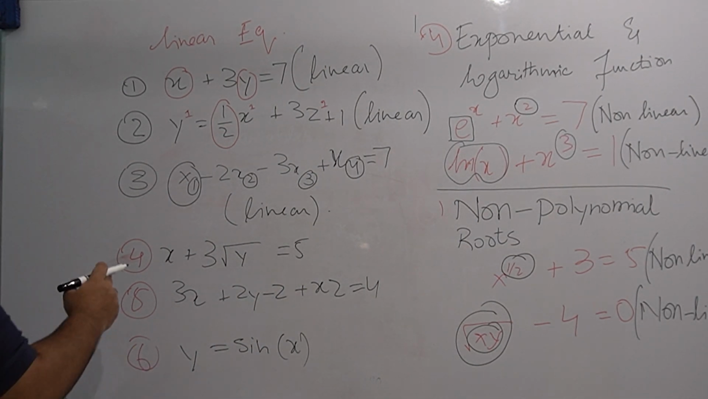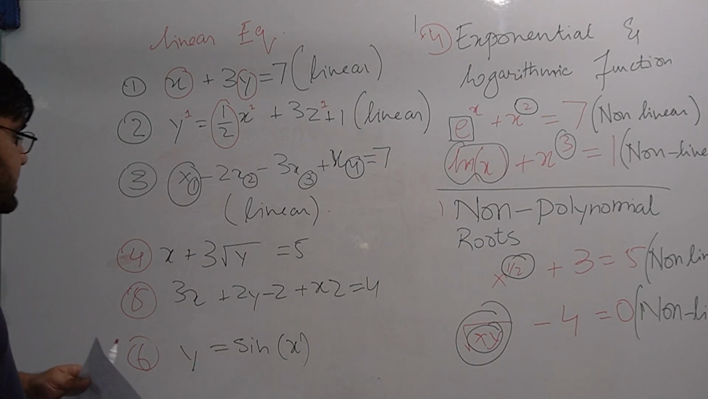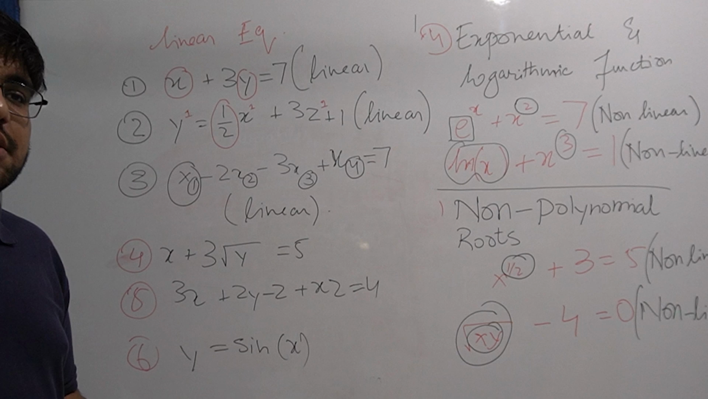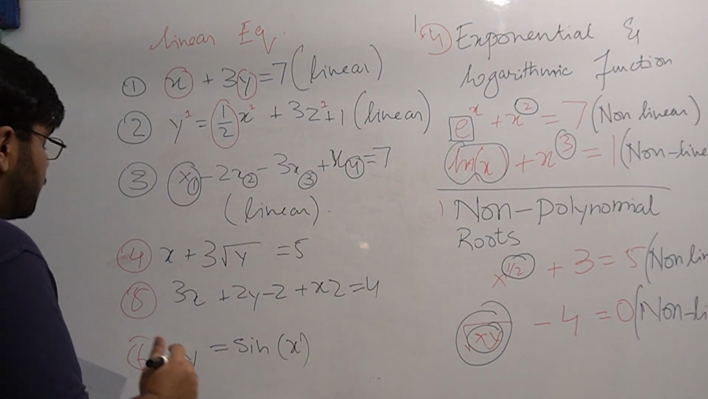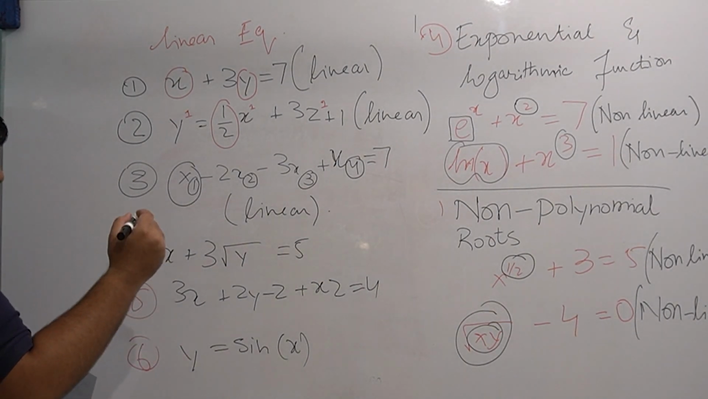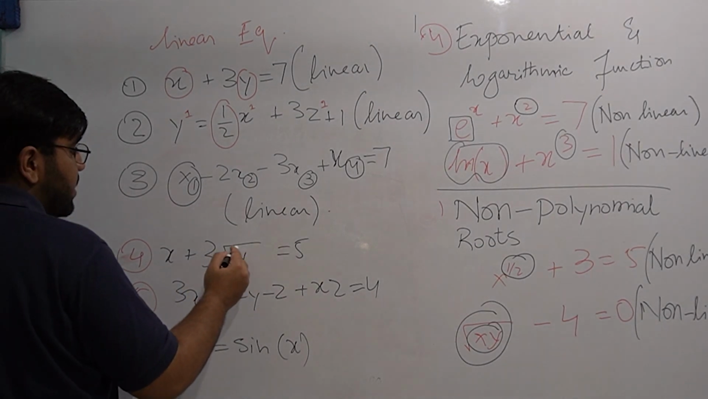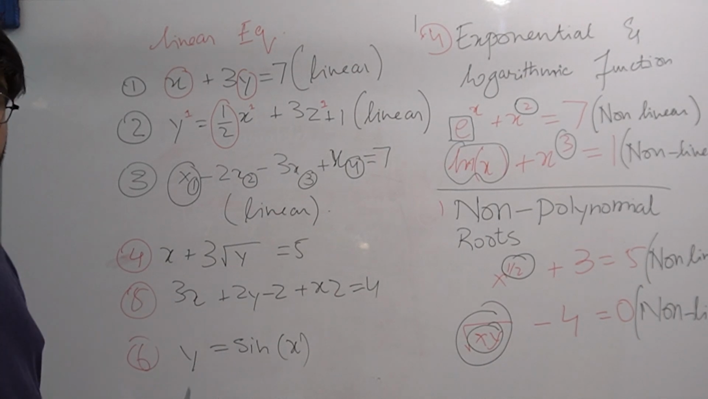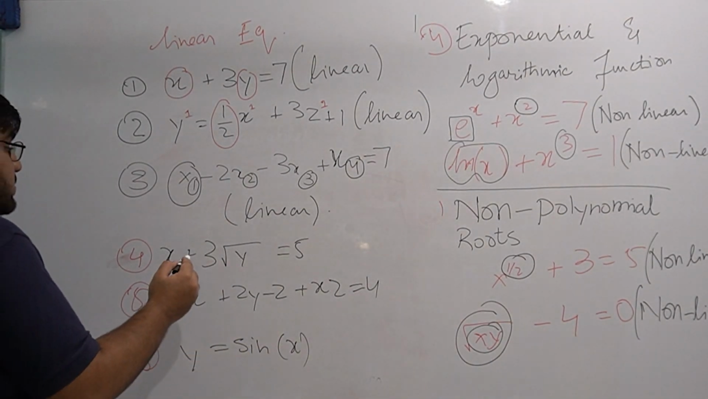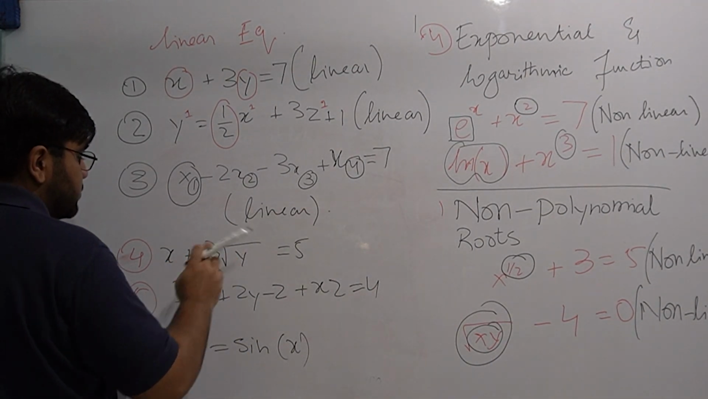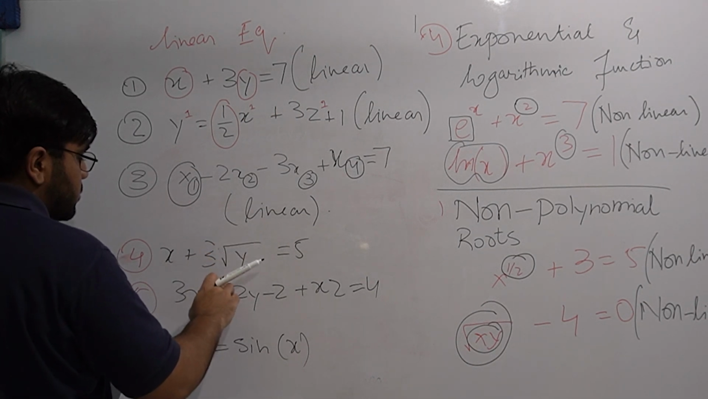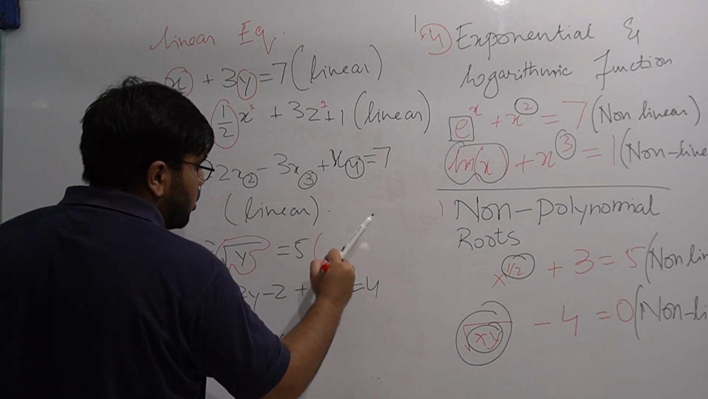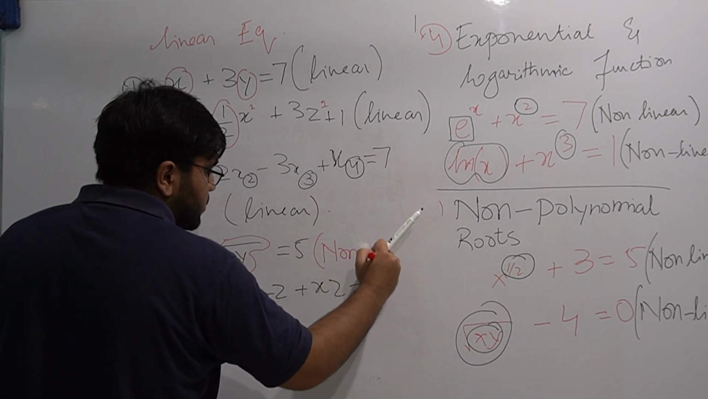Let's see. The 4th equation is x plus 3 multiplied by under root y, square root y. Since the variable is under the square root, this makes the equation non-linear. So it's a non-linear equation.